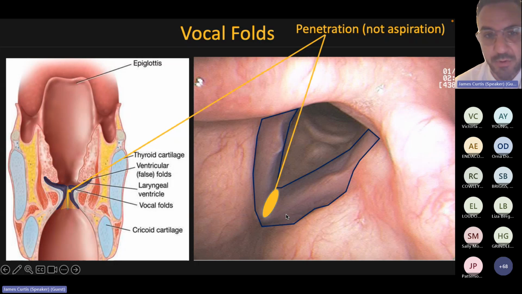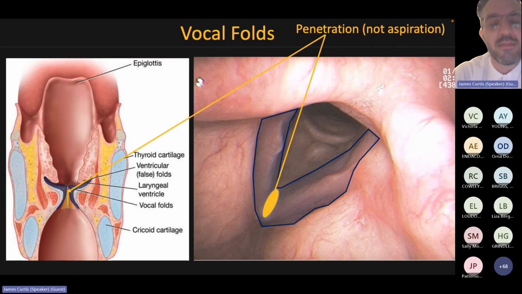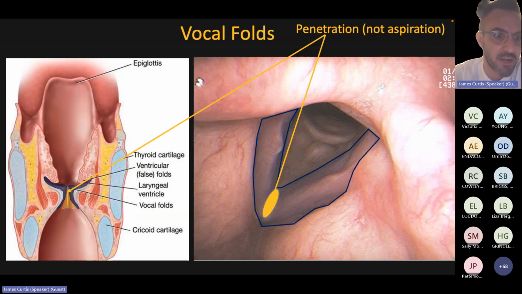That's not aspiration, according to VASES. If you disagree with that, that's totally fine. I don't think it's totally fine, but if you did do that, I think the important thing about VASES is the transparency behind it. So you might say something like, we're using VASES, but anything between the vocal folds, we consider it aspiration.